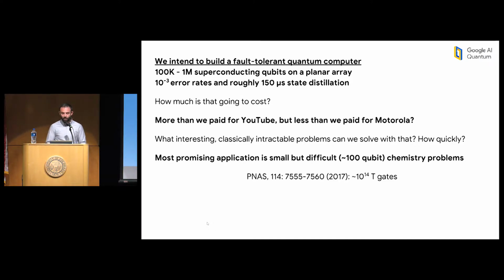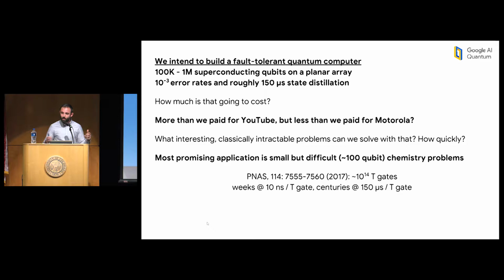and really assessed how long a fault-tolerant device would take. The first paper came out in 2017 in PNAS, and they looked at a particular problem relevant to simulating nitrogen fixation, an important problem in chemistry. And there was about a 108 qubit instance, and they found you need 10 to the 14 or 10 to the 15 T-gates.